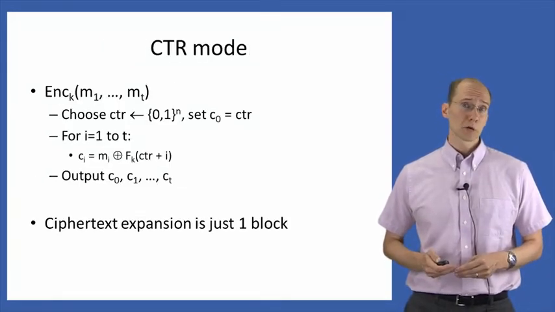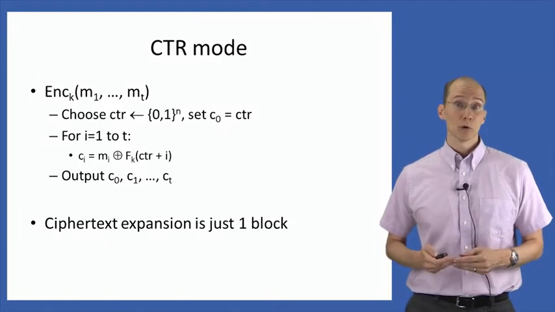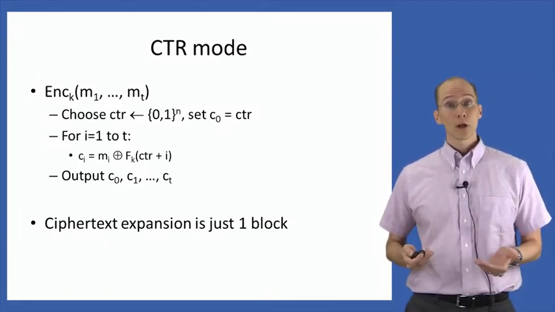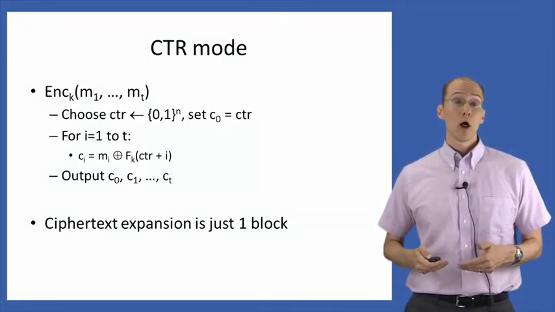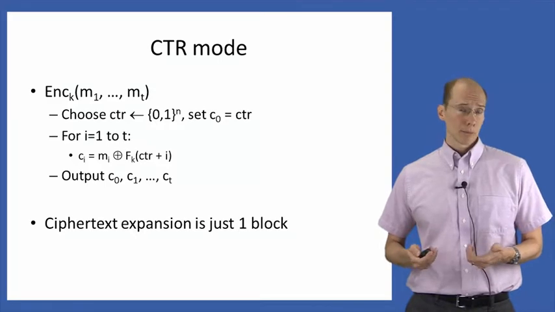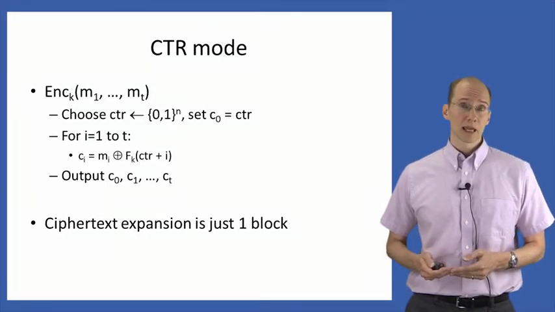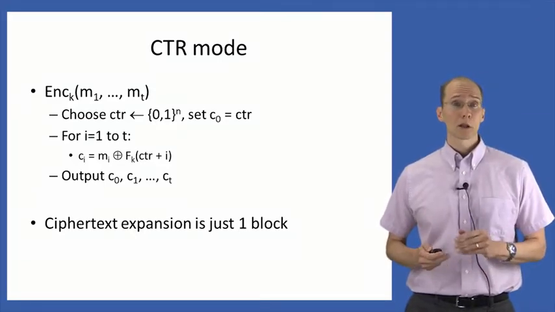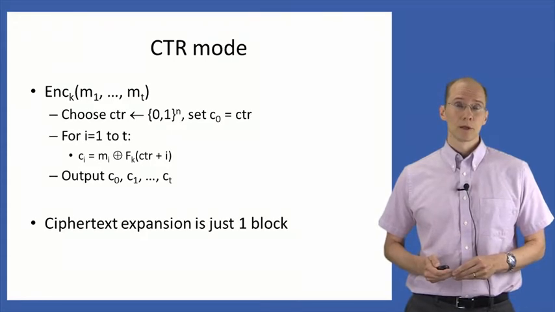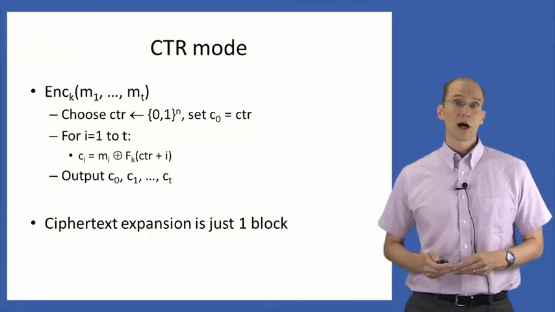The first one I want to introduce you to is called counter mode, or CTR mode. We're going to assume, for simplicity, that all messages we want to encrypt are exact multiples of the block length of our block cipher. In practice, that may not be the case, and it can be handled, but we're just assuming that for simplicity here. So counter mode is defined in the following way.